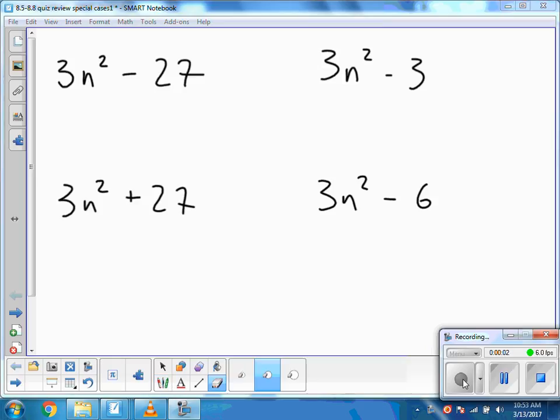Hey students, let's talk a little bit about factoring, or like undistributing. Here's a few special cases you want to pay attention to, like in these four right here. So for my first one, I have 3n squared minus 27. The first thing I'm always going to do is look: is there a GCF? Is there a greatest common factor?